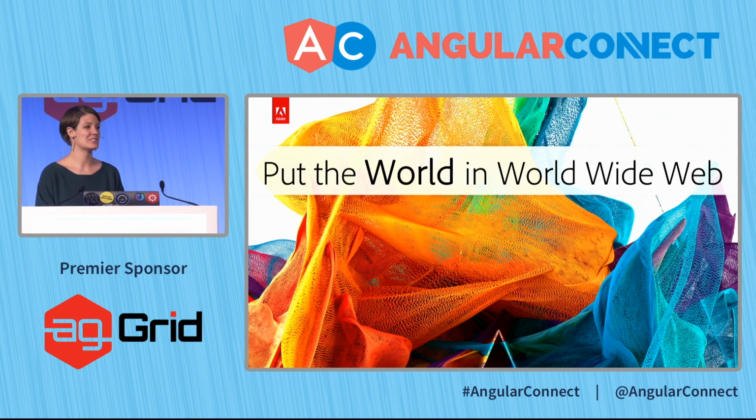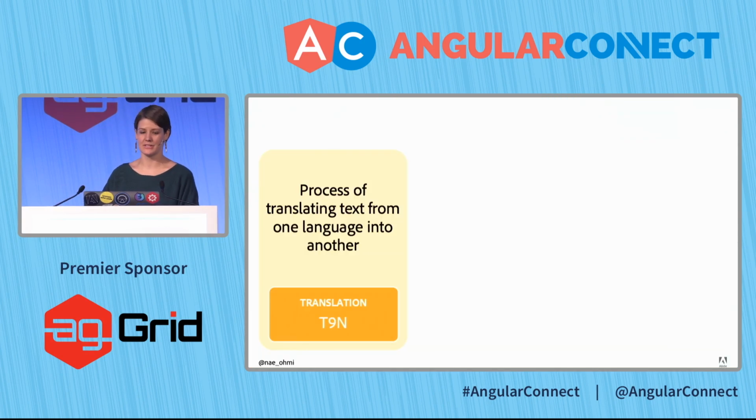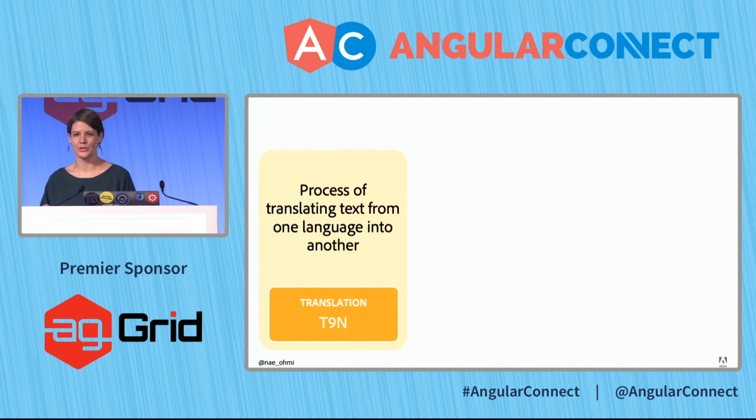Awesome. So let's level set and make sure we're all on the same page with some definitions. So to start, we have translation, or T9N. And translation is the most granular level. It's the process of translating text from one language into another. And I'm sure many people in the audience have translated before. We take hello, it becomes hola, konnichiwa, bonjour.